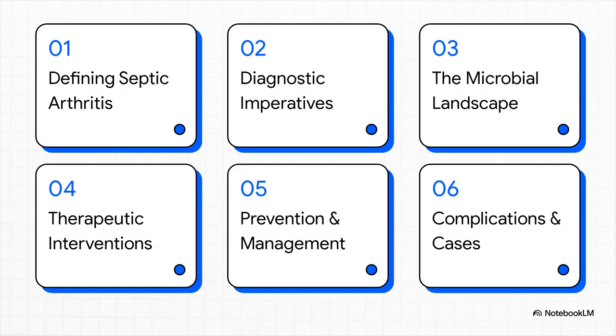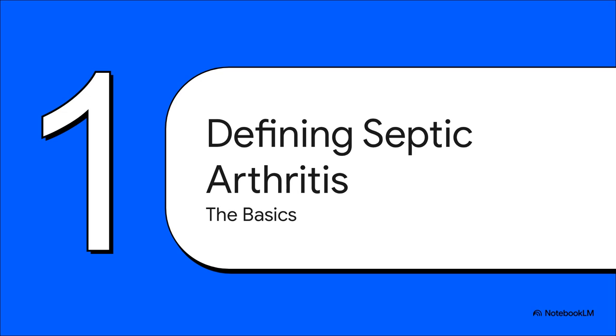So here's our game plan. We'll kick things off by defining septic arthritis, then get into the nitty-gritty of diagnostics and the usual microbial suspects. After that, we'll talk treatment, prevention, and team management. And to wrap it all up, we'll look at some of the nasty complications and run through a few clinical cases to put it all into practice. All right, let's get started.